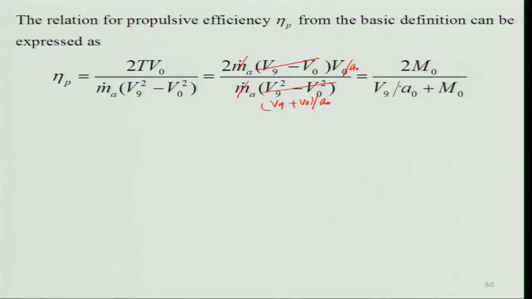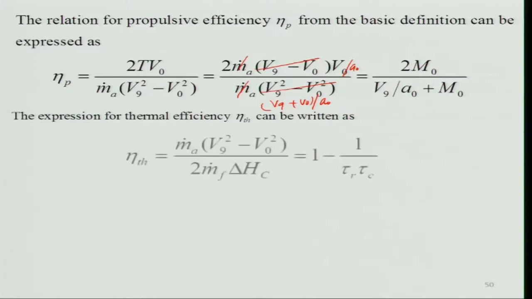And also you can see how this Mach number is really affecting your propulsive efficiency and thermal efficiency. You can do all that algebra, and you will get 1 minus something divided by tau r tau c. Keep in mind that here tau C has come into the picture in the case of turbojet, right? Earlier it was only 1 minus 1 over tau r in the case of ramjet.